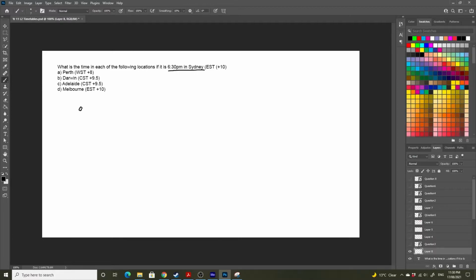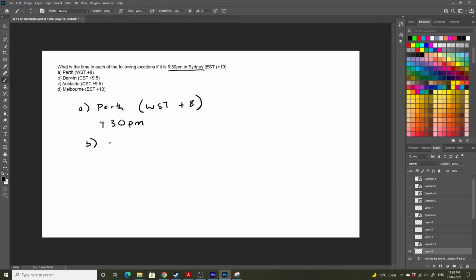So let's take a look at A. So Perth is in Western Standard Time and is in the +8 time zone, whereas Sydney is in the +10 time zone. So Sydney is 2 hours ahead of Perth. So when it's 6:30 in Sydney, it should be 2 hours earlier in Perth, which means that this is going to be 4:30 p.m.